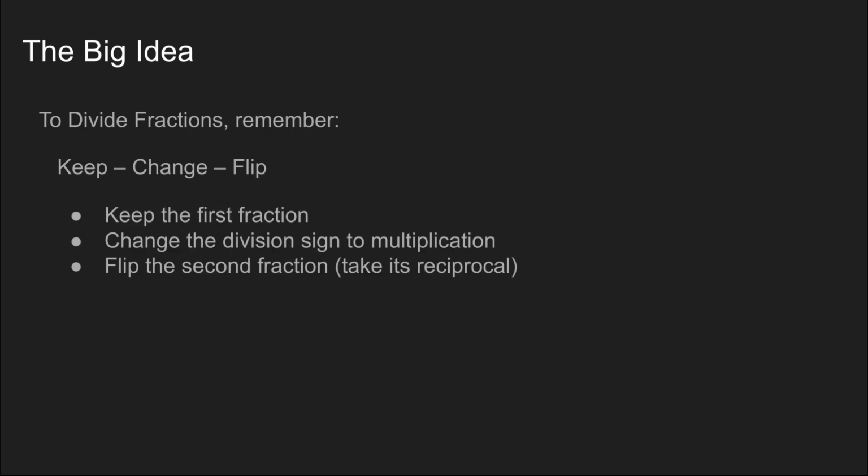So here's the big idea. To divide fractions, we need to remember to do the keep, change, flip method. We're going to refer to this method throughout the video. But what does this mean? Basically this means keeping the first fraction, that's what keep stands for. Changing the division sign to multiplication, that's what change stands for. And we're going to flip the second fraction, take its reciprocal, okay?